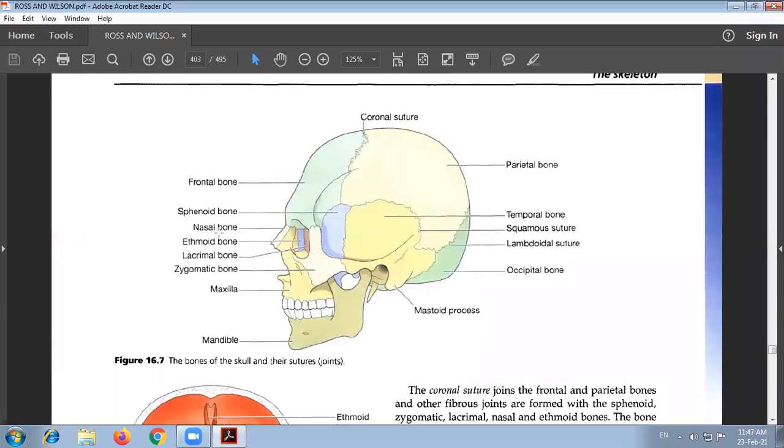Then the facial bones form the nasal bone located in the nose region, then ethmoid bone, then lacrimal bone of our eyes where the lacrimal glands are present and through which the tears are secreted. Then zygomatic bone, which are the cheek bones. Then maxilla, in which these are the sockets where the teeth are located and fixed.